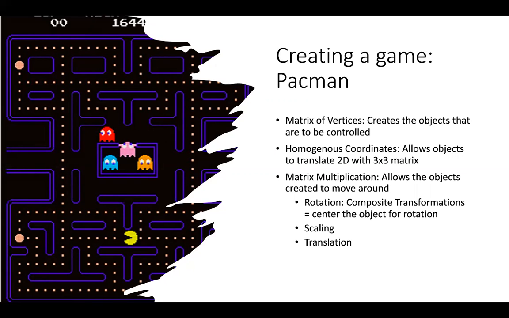That means that for it to rotate, we have to have the object rotate from the center. And also there's scaling to make the objects bigger when it eats. And last but not least, translation, just basic movement of the object.